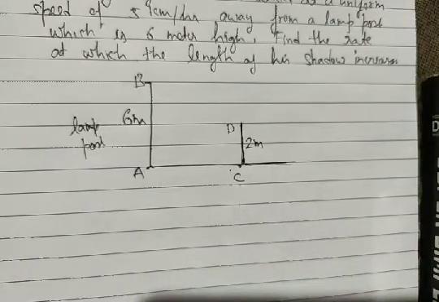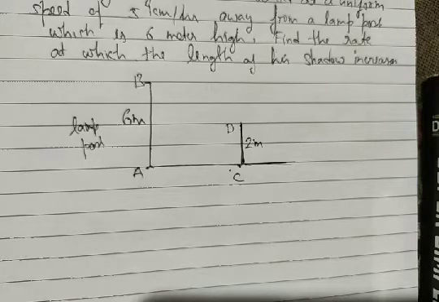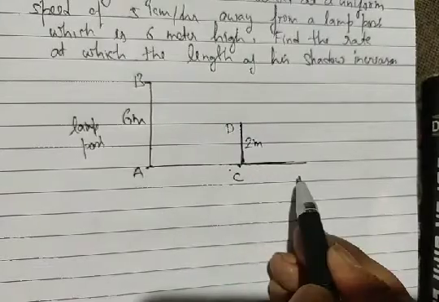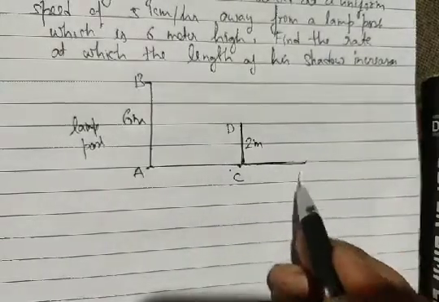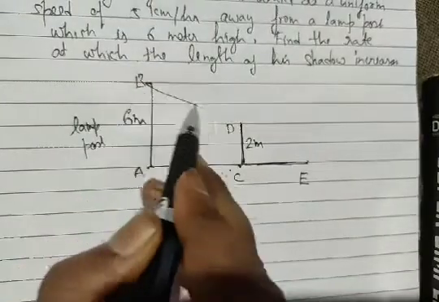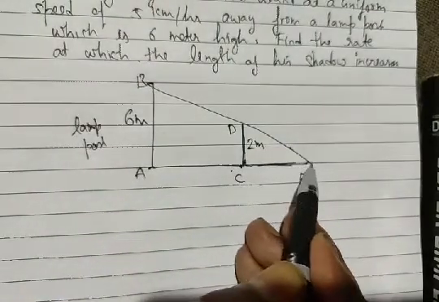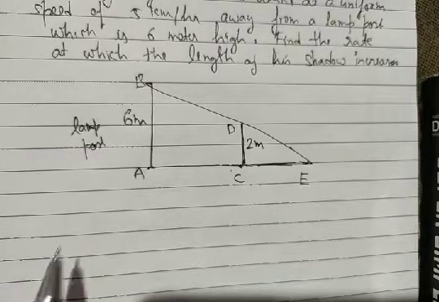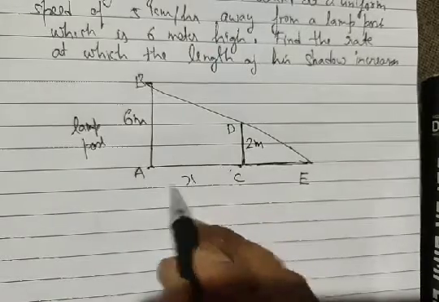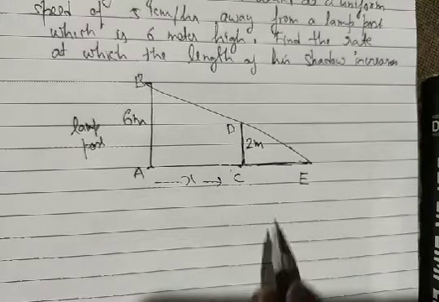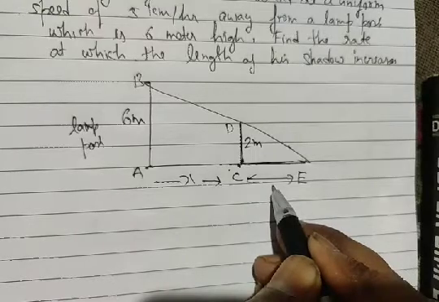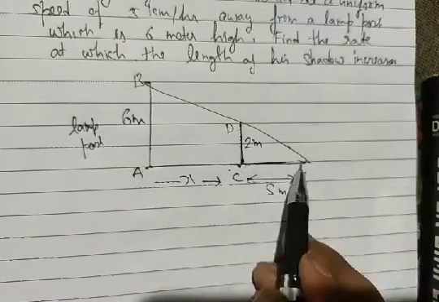It's given that a man of height 2 meters walks at a uniform speed of 5 km per hour away from a lamppost which is 6 meters high. We have to find the rate at which the length of his shadow increases as the man moves. Suppose the shadow length is CE, and we join B to E. Take the length of the shadow as S meters.